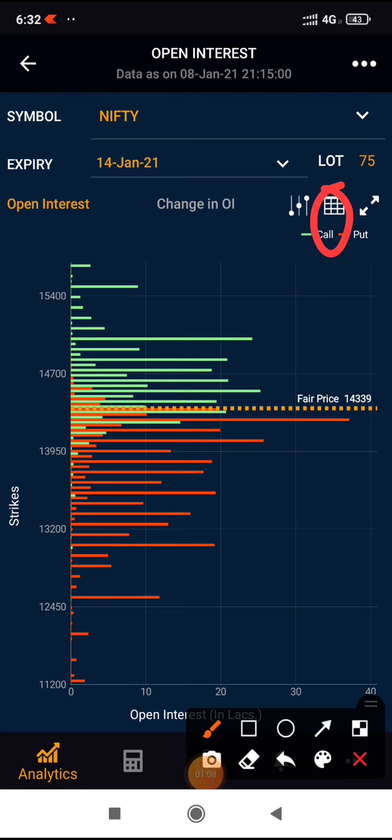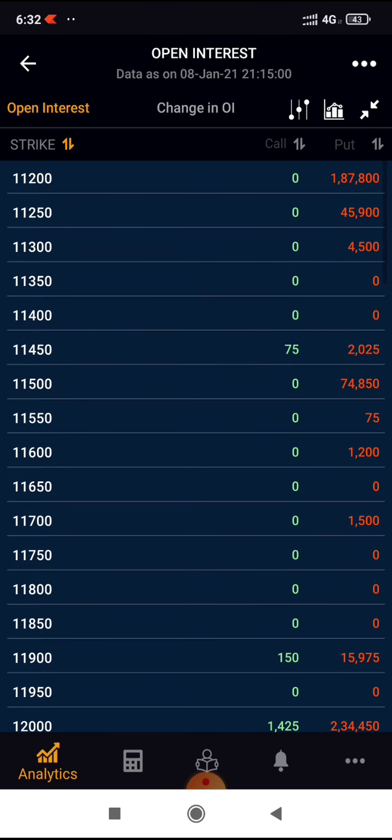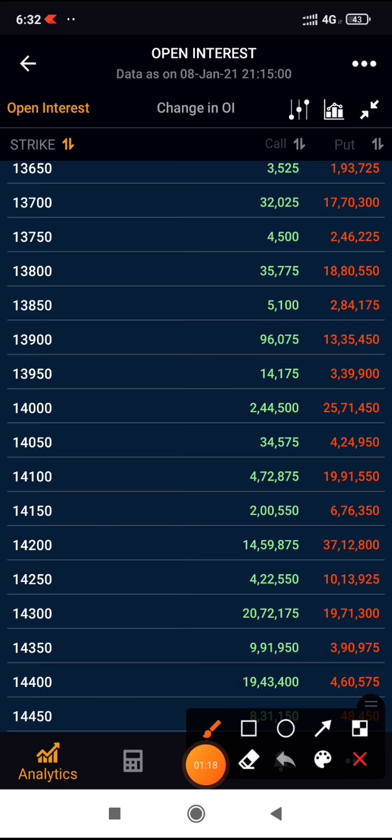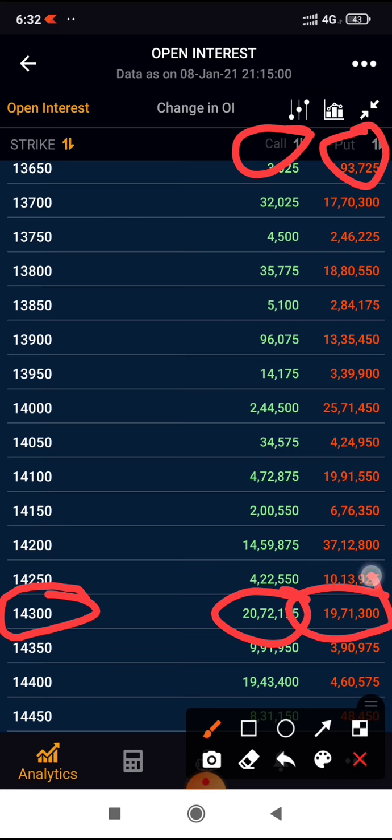There is a tabular representation available as well, which shows the numerical format. Here you would see the table of open interest, where it shows that this particular strike of Nifty 14300 has a call open interest of almost 21 lakhs, and the put open interest of 14300 has almost 20 lakhs. So this is how the open interest is represented in Concept, and you can check the other strikes as well.